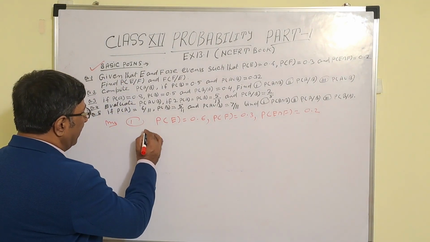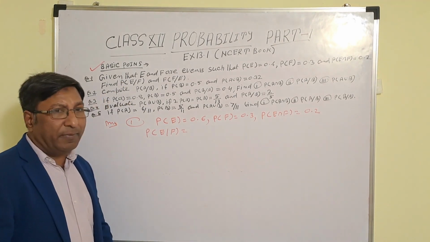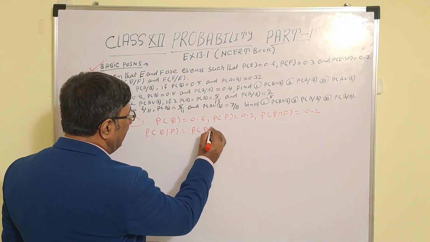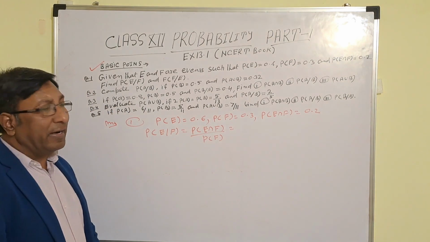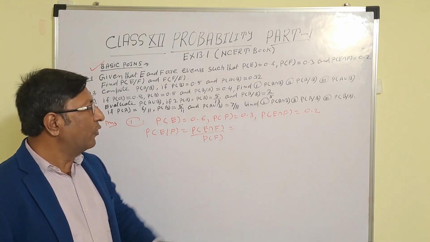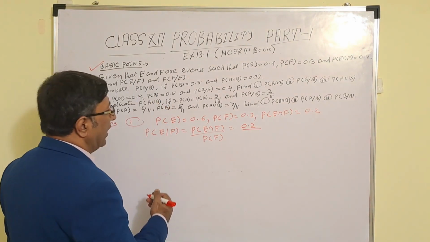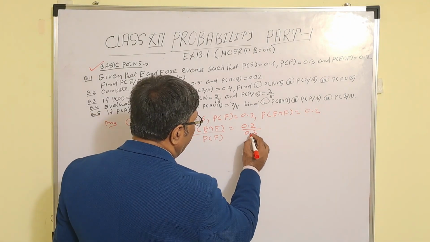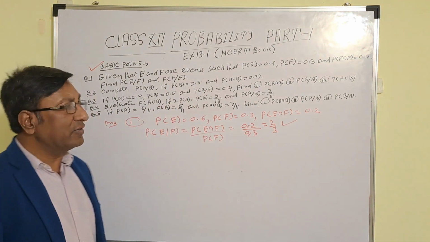You know well that probability of E by F means the conditional probability of E. So we know the formula: probability of E intersection F divided by probability of F. Already it is given that probability of E intersection F is 0.2, so we write 0.2 here, and probability of F is already given as 0.3. The decimal points cancel out, and you will get 2 by 3. So this is the correct answer, 2 by 3.